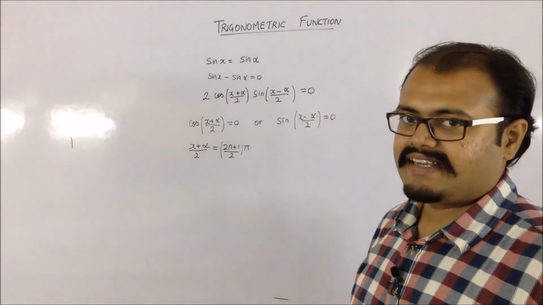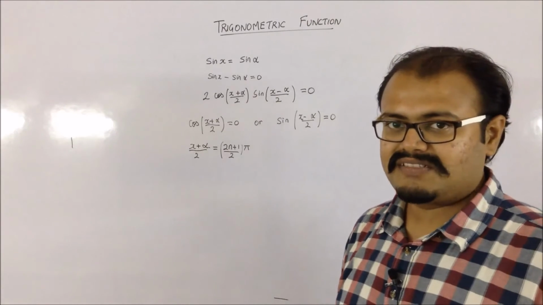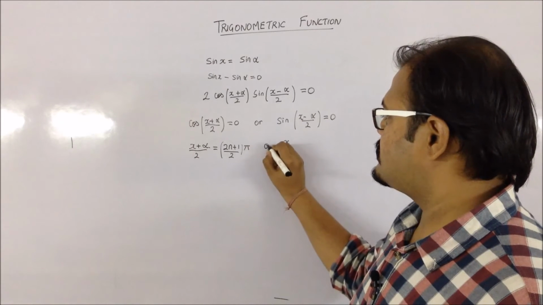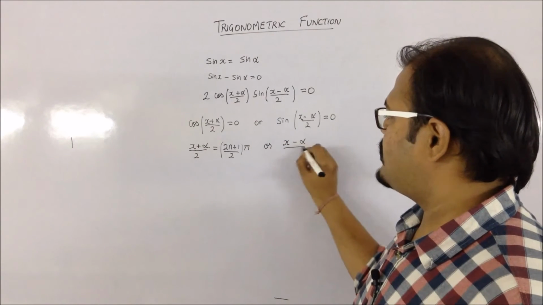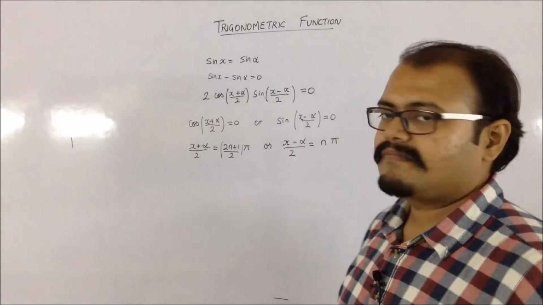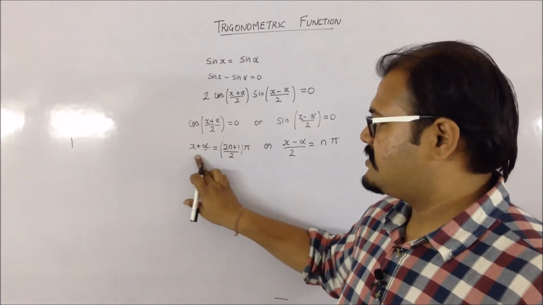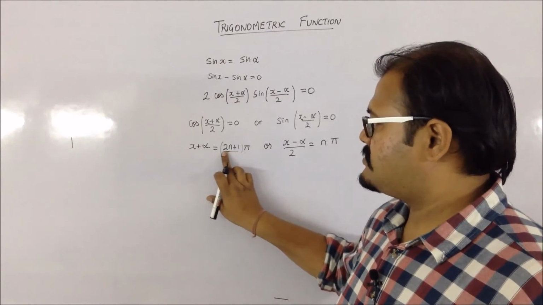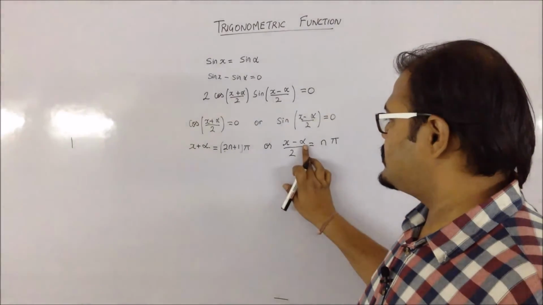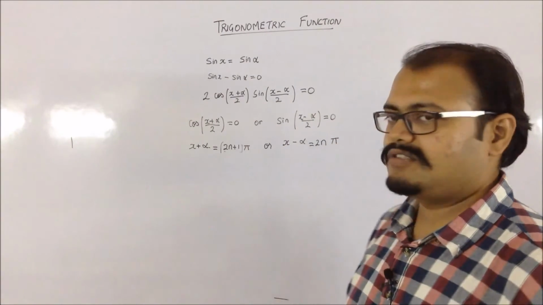Let me check for my sine. My sine theta was getting 0 when my theta was having the values of n pi. So basically I will get x minus alpha by 2 having the values n pi. If I multiply 2 on both sides, I will get x plus alpha by 2 is (2n plus 1) pi, and over here if I multiply 2 on both sides, I will get x minus alpha is 2n pi.